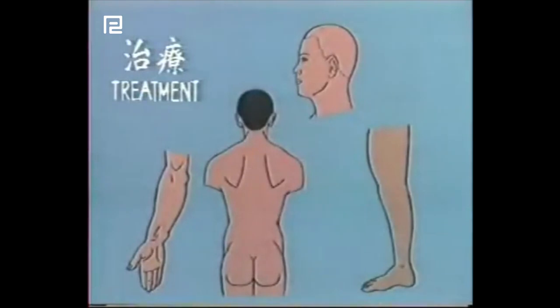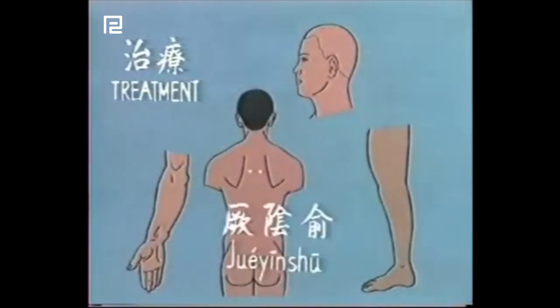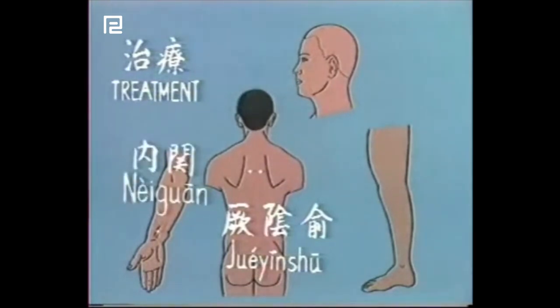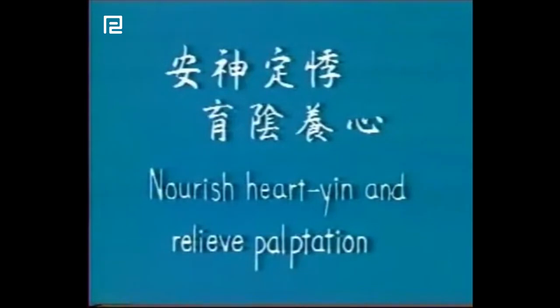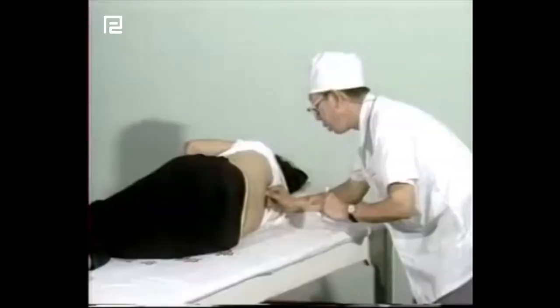Treatment: Jueyinshu, bladder 14, Neiguan, pericardium 6, Sanyinjiao, spleen 6, and Anmian, extra point. This prescription can nourish heart yin, calm the mind, and relieve palpitation.